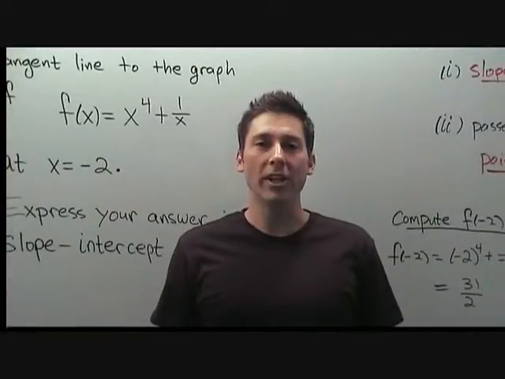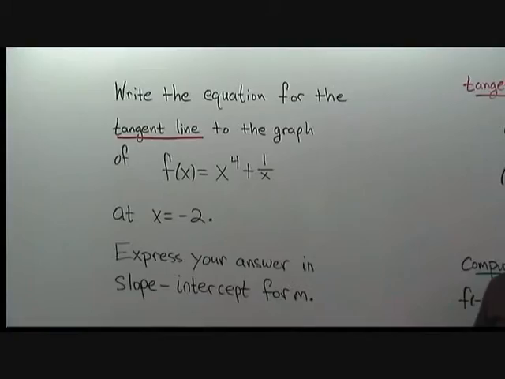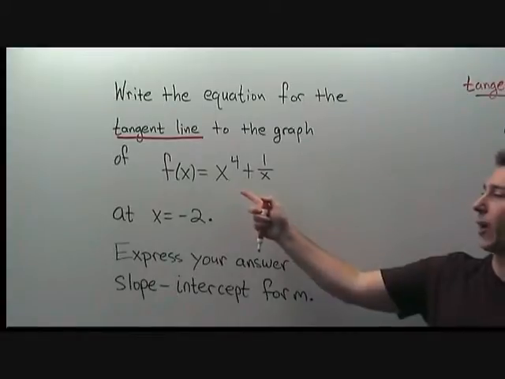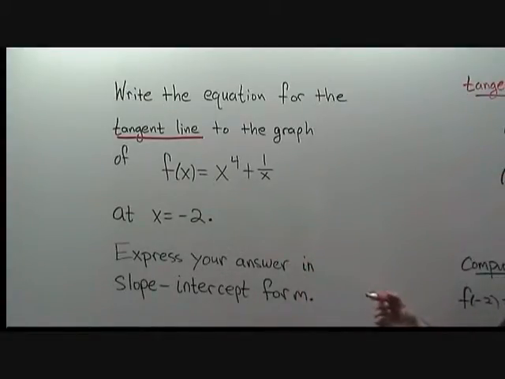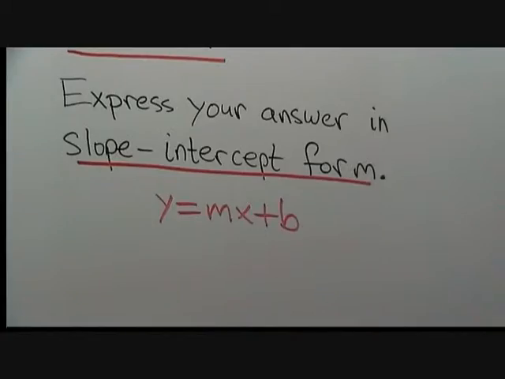Let's take another look at the problem and find the keywords that will tell us exactly what to do. The first thing your eyes should focus on is the phrase tangent line. The second thing that should draw your attention, other than the formula for f, is the point x equals -2. We need to be careful about our final answer. We have to recognize that we're looking for slope-intercept form. That means our final answer should look like y equals mx plus b.